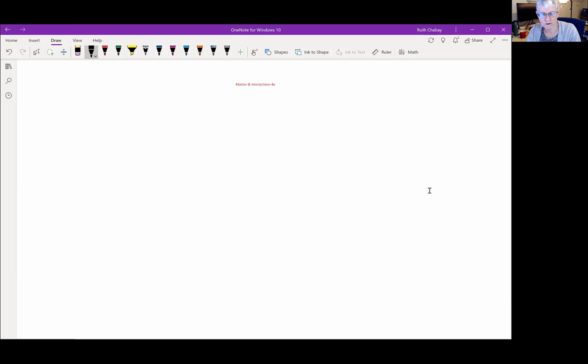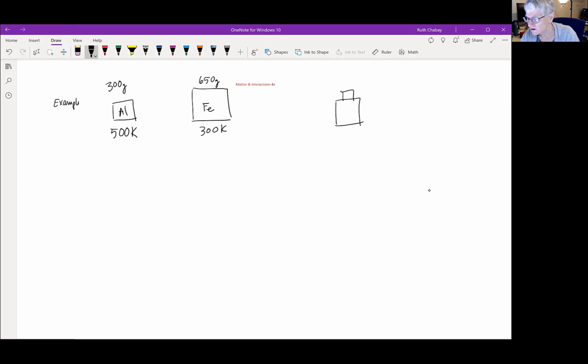So let's do a problem where we use heat capacity and we're only focused on energy transfer due to a temperature difference. Here's an example. We have a block of aluminum. It's 300 grams, and its initial temperature is 500 Kelvin. And we have a block of iron, which is 650 grams, and it's at 300 Kelvin, so a lower temperature. And we put the aluminum block on top of the iron block in an insulated enclosure.